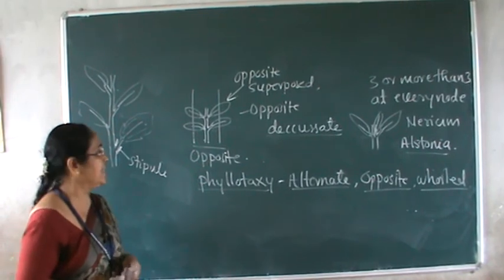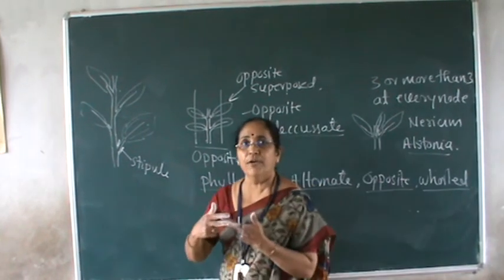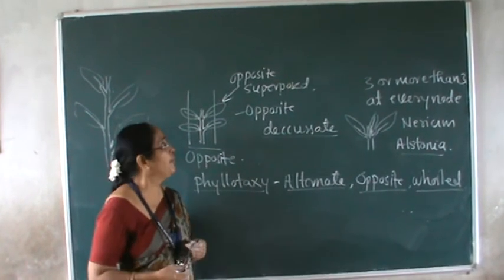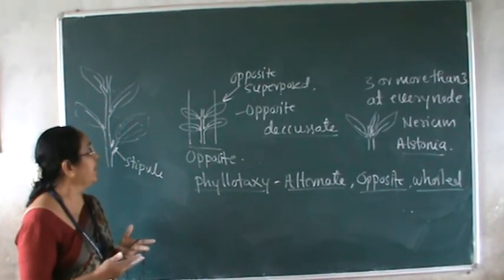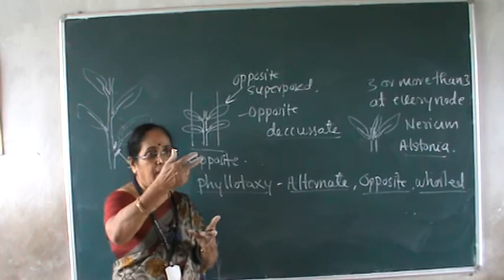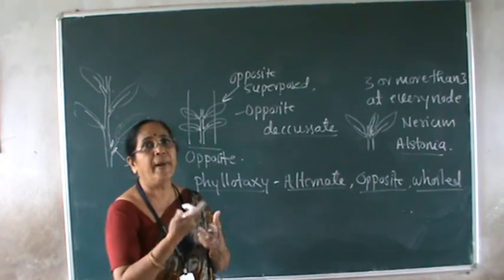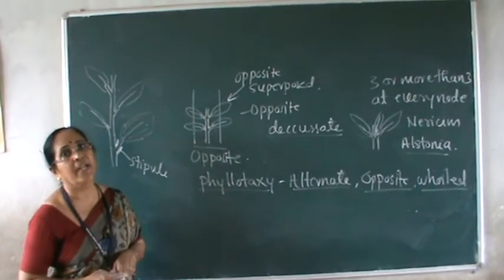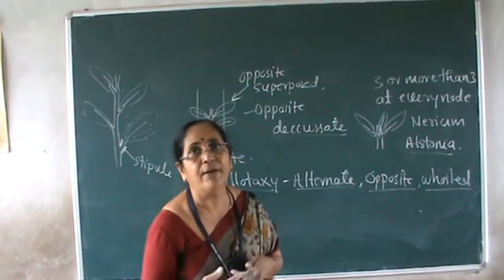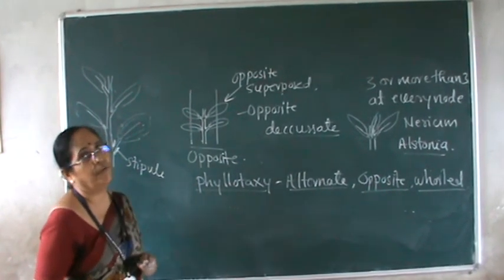Got it? The phyllotaxy is the arrangement of leaves on the stem at the nodal region. If you find only one leaf at every nodal region alternating with the successive leaves, the phyllotaxy is called alternate. If you find two leaves quite opposite to each other at every nodal region, it is described as opposite. If it is opposite, then you have to check whether the leaves are arranged in two parallel rows, it is superposed. If the successive pairs are at right angles to the previous pair, then it is described as decussate in nature. And if you find three or more leaves at every nodal region, as found in Nerium and Alstonia, it is described as whorled phyllotaxy.